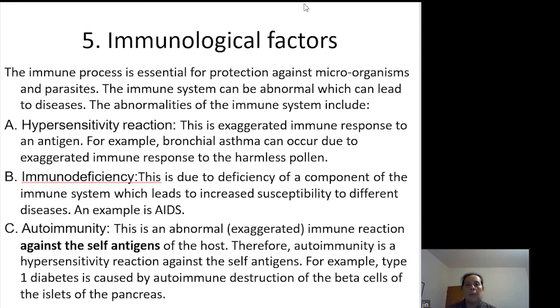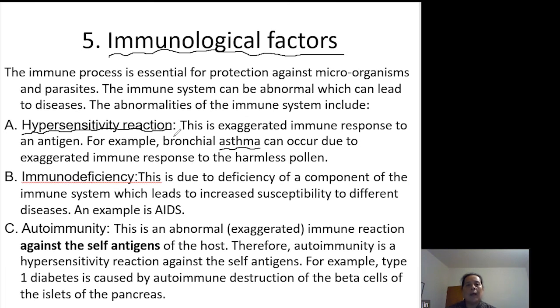Then we're talking about the immunity disorder. Immunity reasons can cause illness. For immunity disorders, we still separate a few parts. One part is hypersensitivity reactions. That's like asthma or people's allergies.